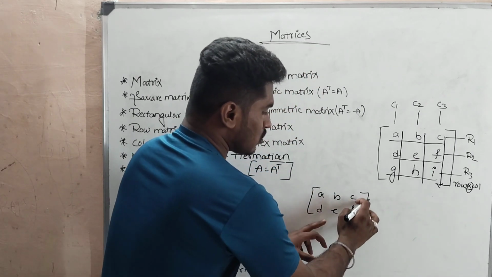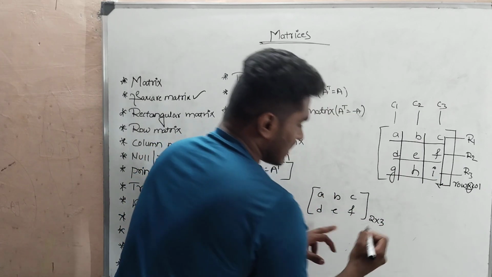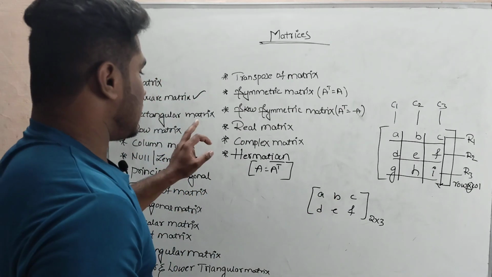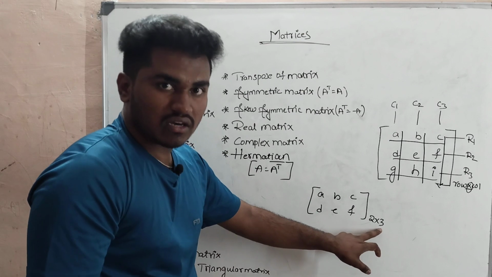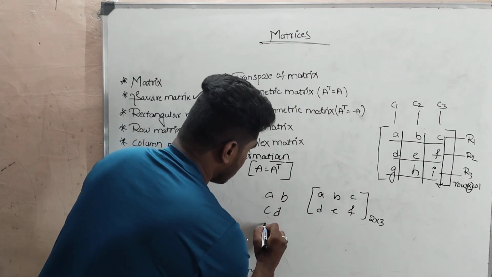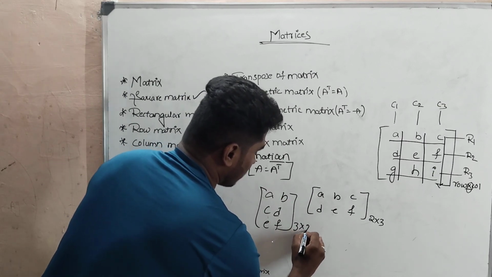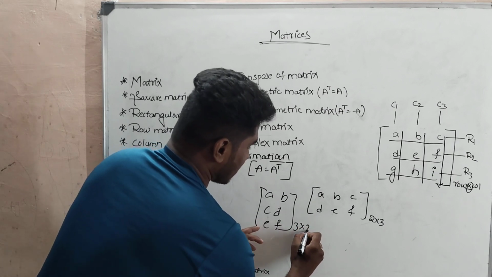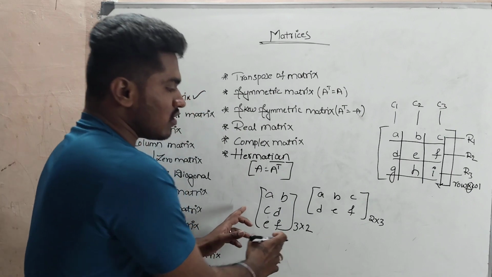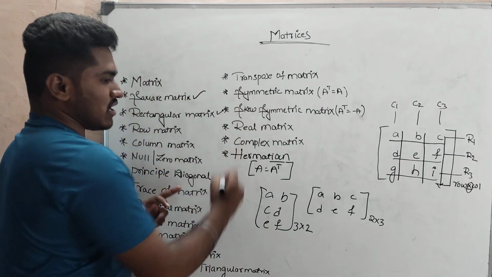Here we have 2 rows and 3 columns. That's why it is represented as 2 by 3. So this is a 2 by 3 matrix, where the number of rows and number of columns are not equal. And also A, B, C, D, E, F: here this is a 3 by 2 matrix, right? So here 3 rows and 2 columns. So this is also a rectangular matrix. Okay, so that's what the rectangular matrix is.